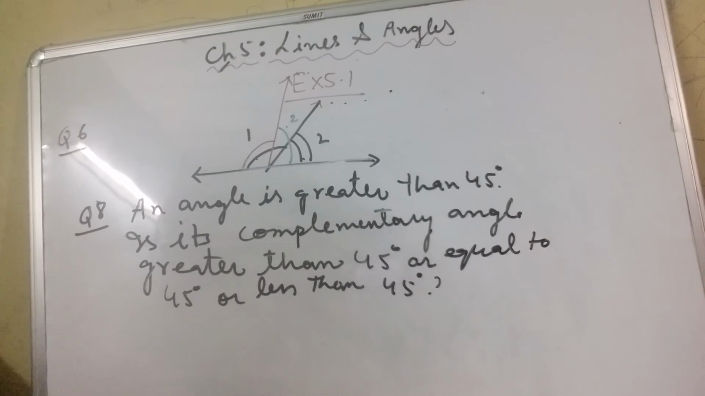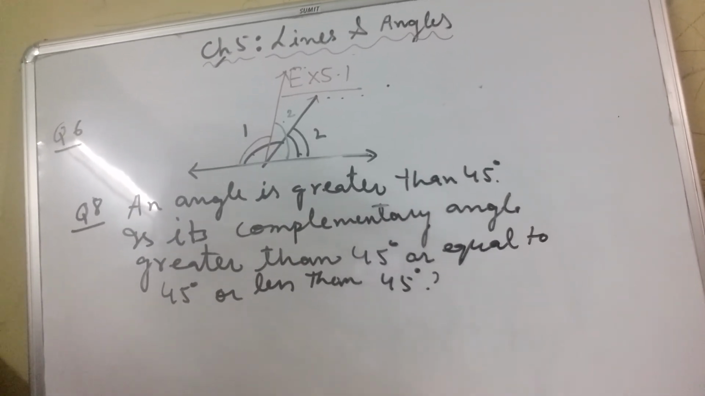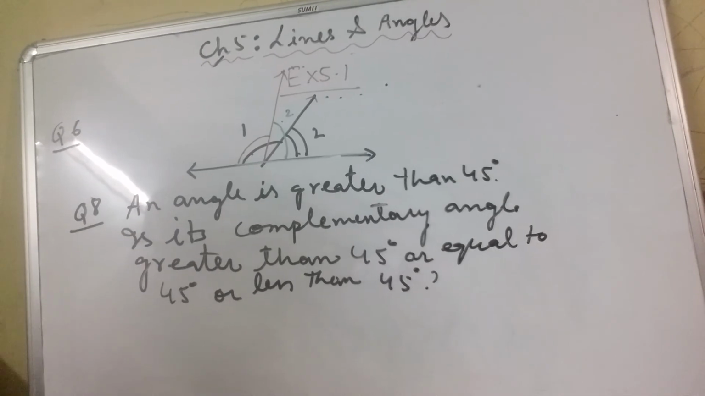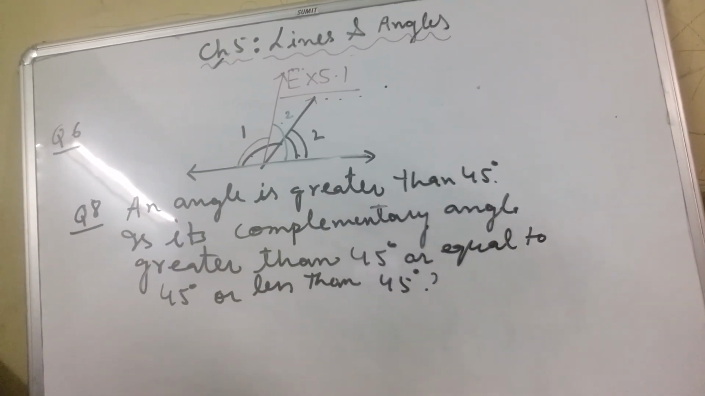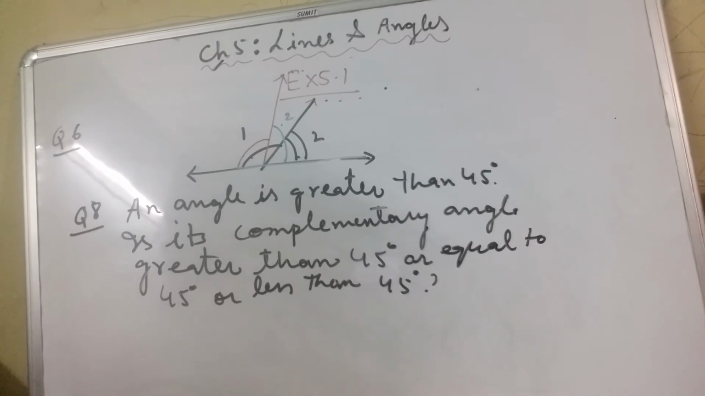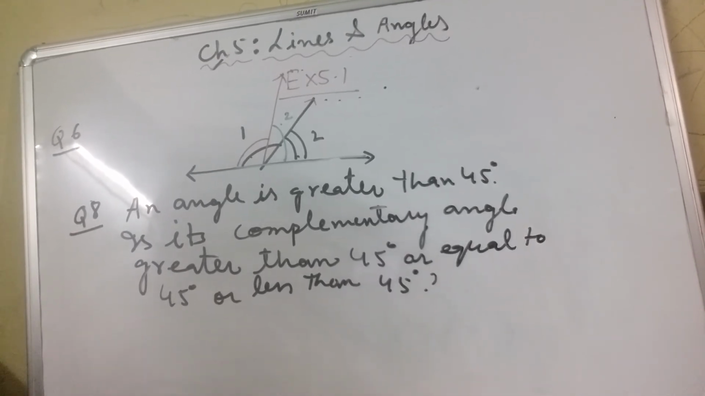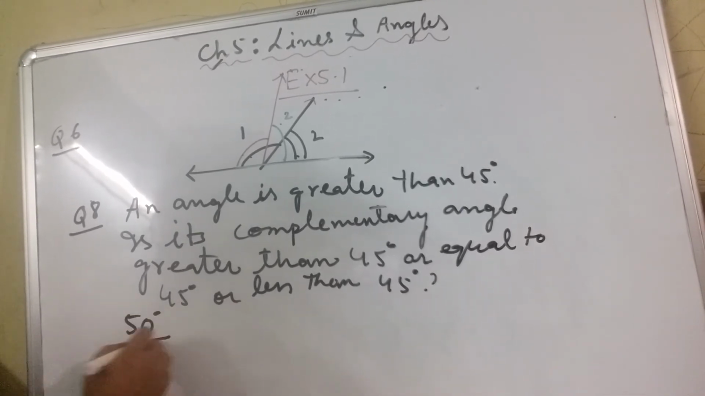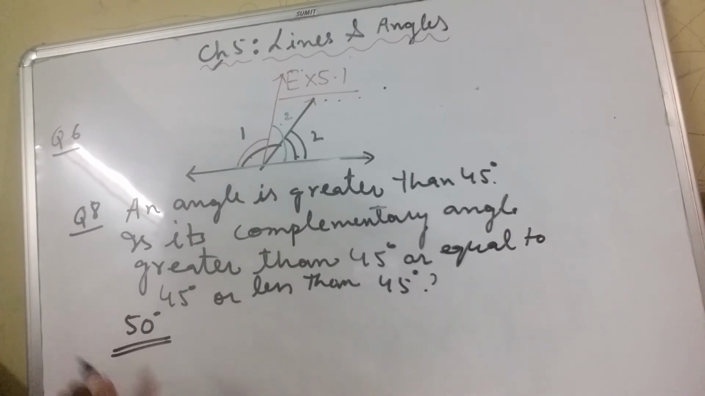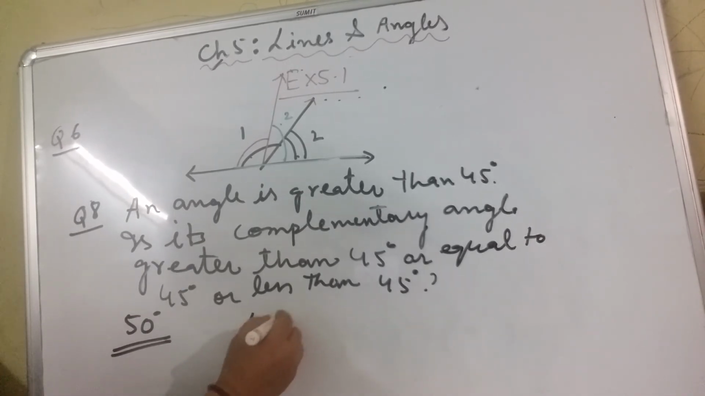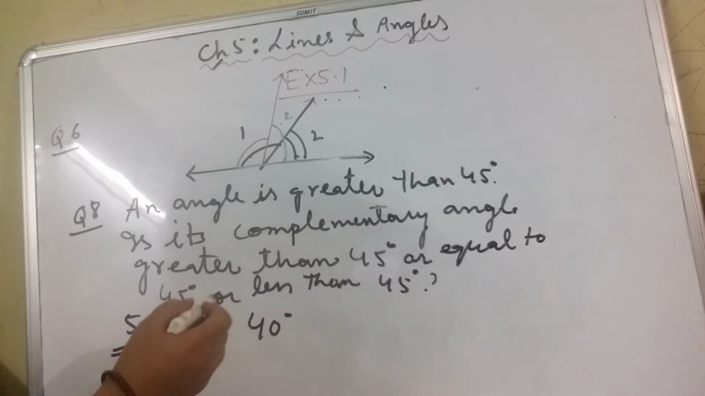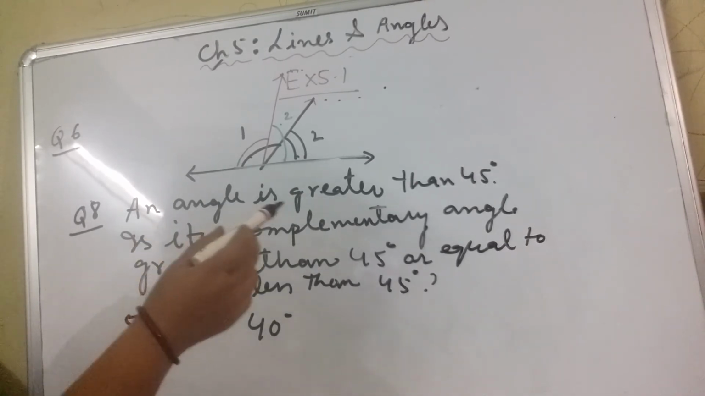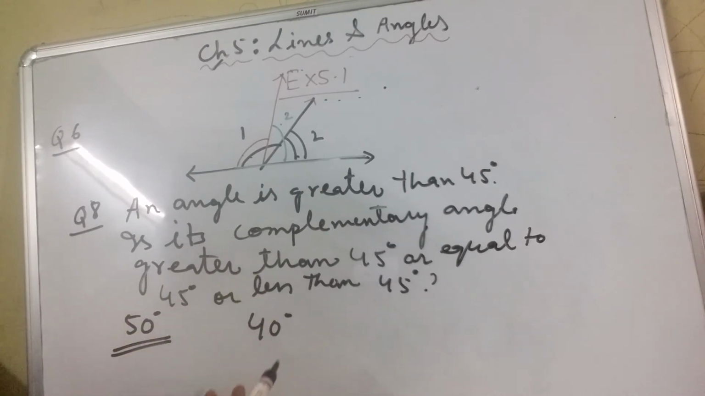Question number 8 says an angle is greater than 45 degrees. Is its complementary angle greater than 45 degrees, or equal to 45 degrees, or less than 45 degrees? If an angle is greater than 45 degrees, say for example 50 degrees, what will be its complementary angle? 40 degrees. Is its complementary angle greater than 45, equal to 45, or less than 45?